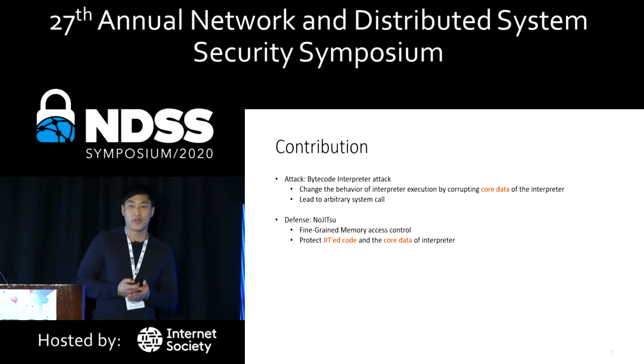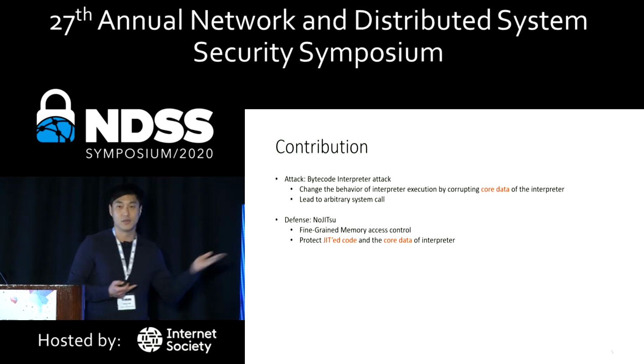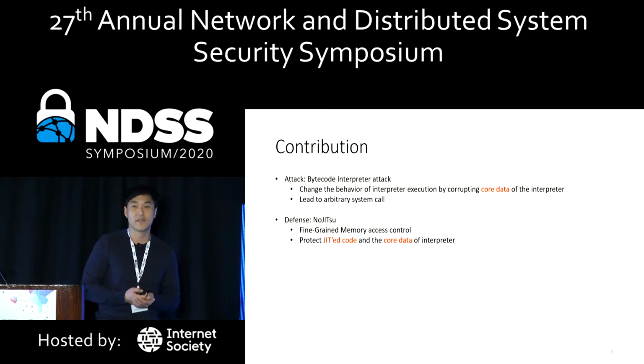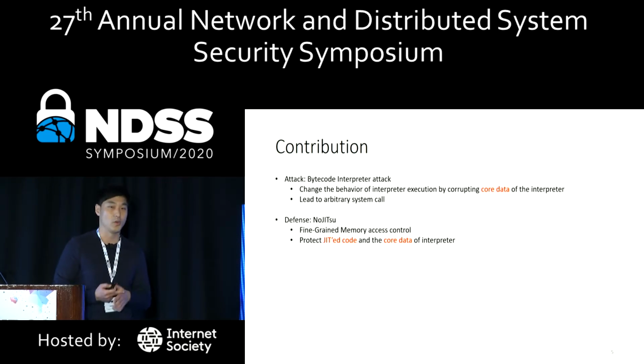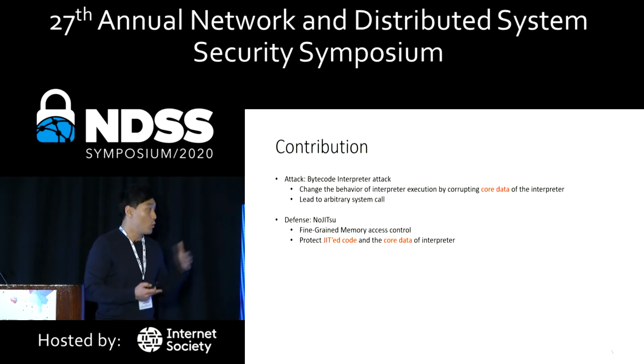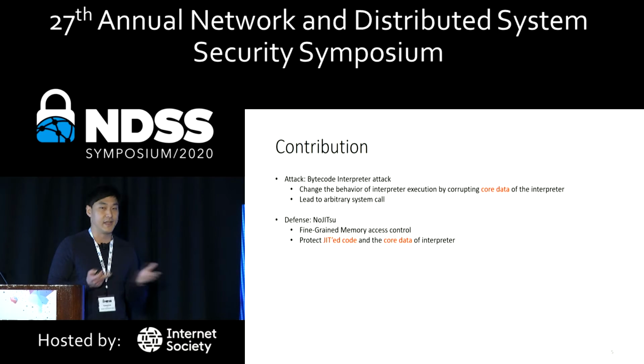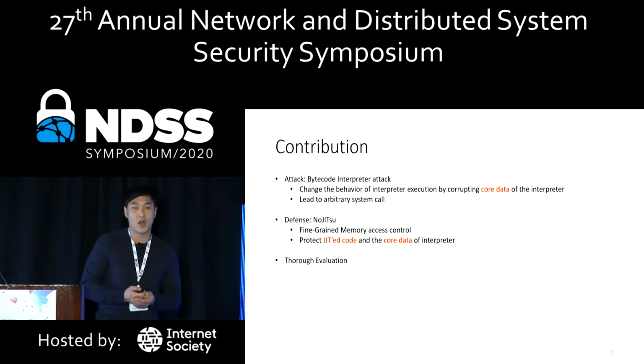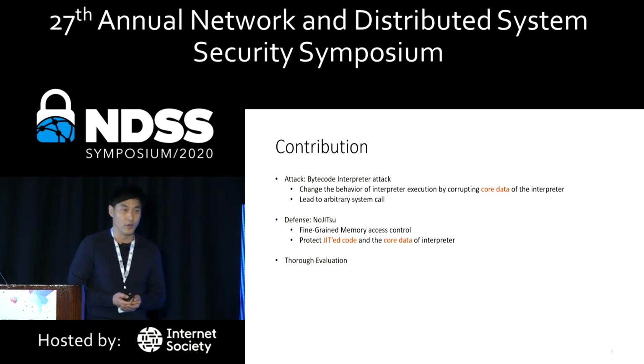In order to protect the JavaScript engine from the bytecode interpreter attack, we suggest a defense, NoJITsu, which enforces fine-grained memory access control over all important data. So it protects not only JIT-ed code, but also other core data in the JavaScript engine. And we evaluate our defense, and we show that our defense is practical in the real world.